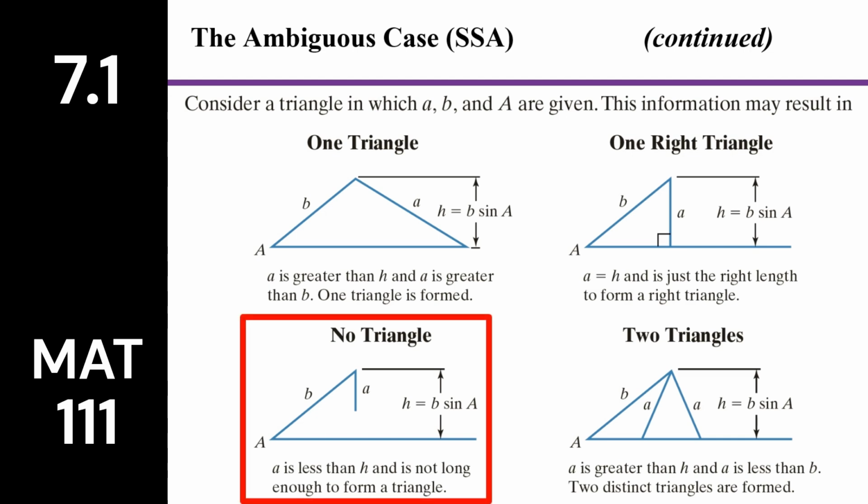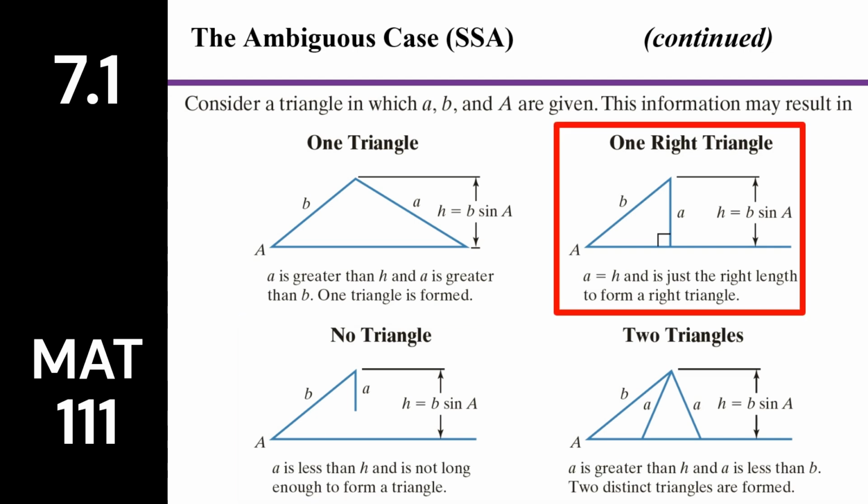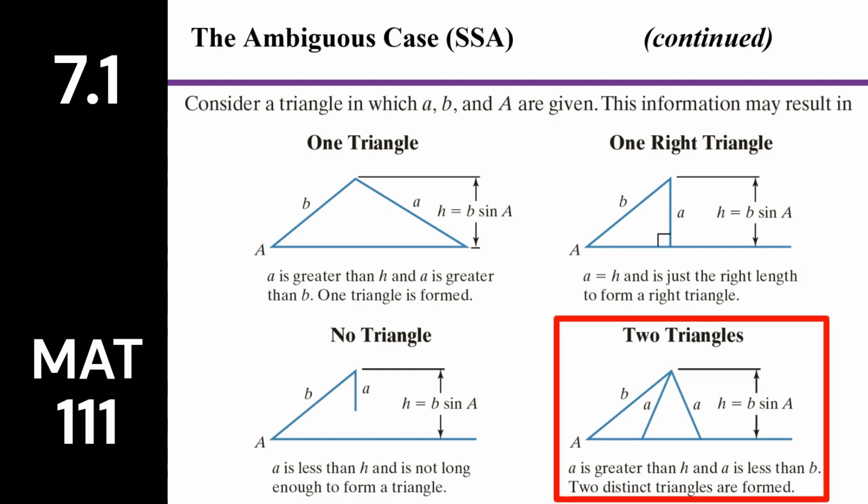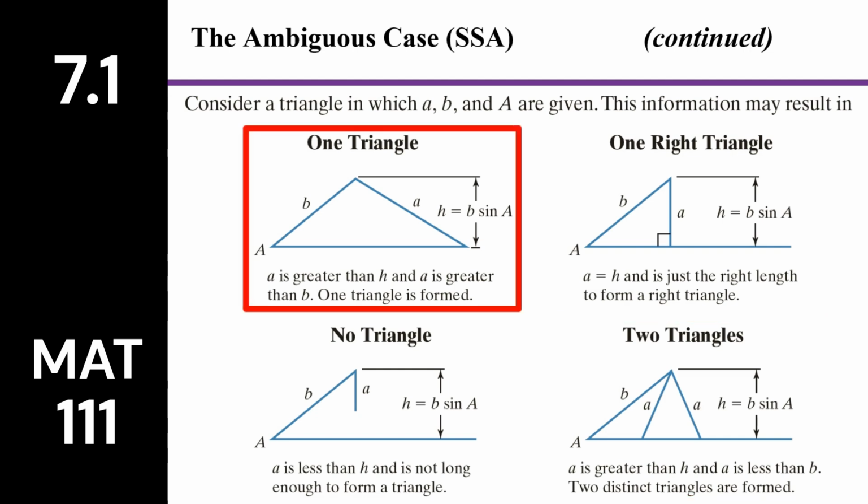If we look at no triangle, that occurs if side A is too small to reach all the way down. We get a right triangle if A is exactly the height, and so it just barely touches. We would get two triangles if A is just slightly bigger than the height, so you could lean it in for one triangle, and you could lean it out away from side B for the other triangle. And then finally, if side A is bigger than side B, you can't lean it in towards B. The only option we would have is to lean it out.